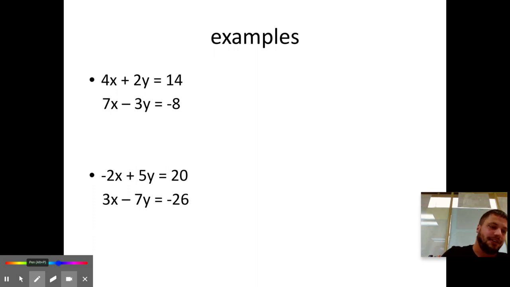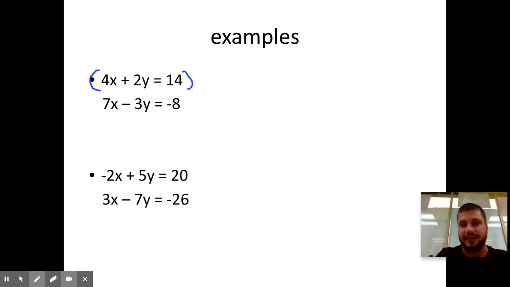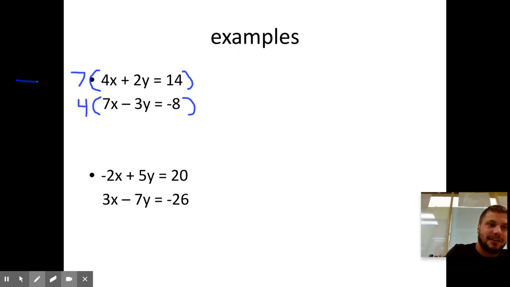Here's what you're going to do. Let's get opposites on my x's. I'm going to multiply the top equation by the number that's in front of the bottom x, 7. I'm going to multiply the bottom equation by the number that's in front of the top x, 4. Always make these numbers to start with positive, no matter what.